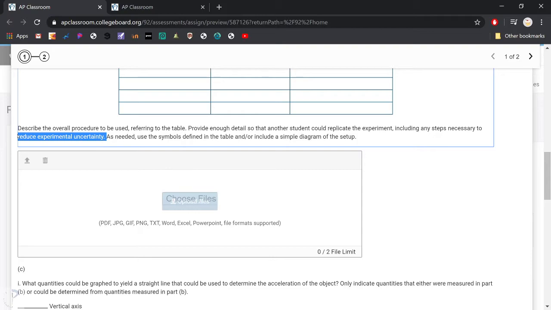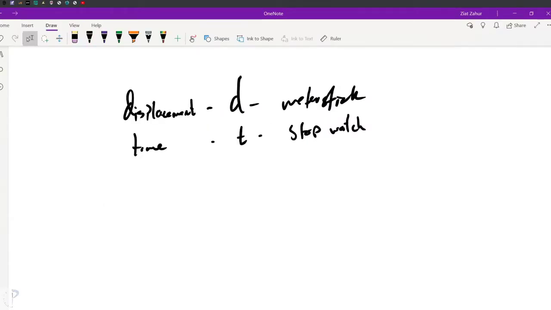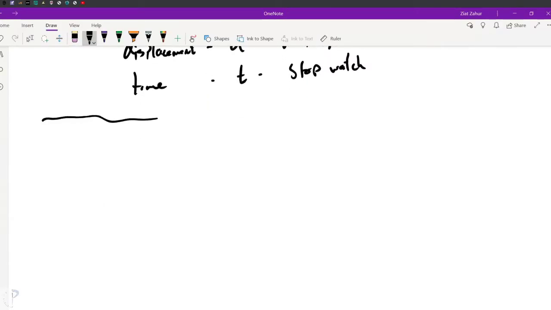How about multiple trials? Yeah, that's another very important step. So typically near the end of your procedure steps, do multiple trials, or don't just say multiple trials. Say like take 5 trials or something. Actually, what you're writing are procedure steps that another student can follow.